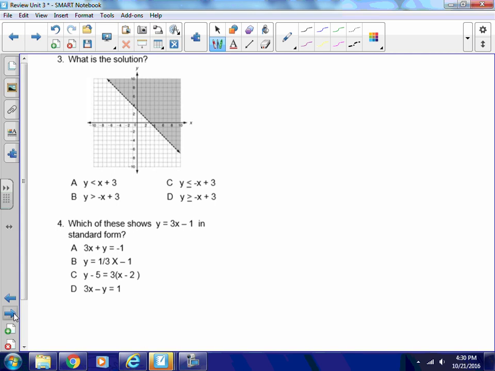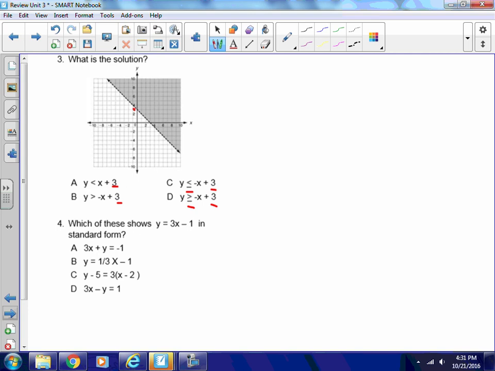Number 3, what's the solution? Meaning, what inequality goes with this graph? Well, let's see. I've got a y-intercept here at 3, and actually they all have y-intercepts at 3. I've got a dotted line. That means neither of these are correct because they've got the equal to bar. So I'm choosing between A and B.